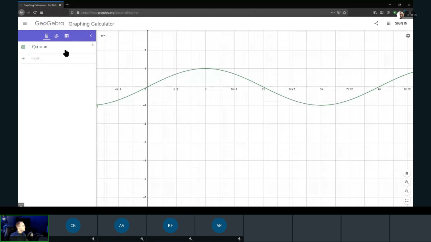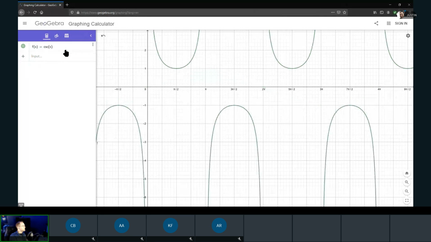All right, cosecant of x is this. There's the top one, there's the bottom one, and then there's 2 pi, and then it starts over. So it takes 2 pi before the graph starts to repeat, which is what we expected for the original.